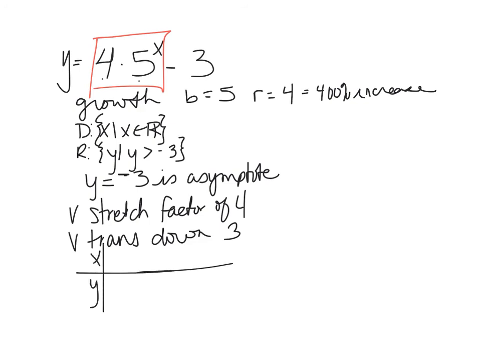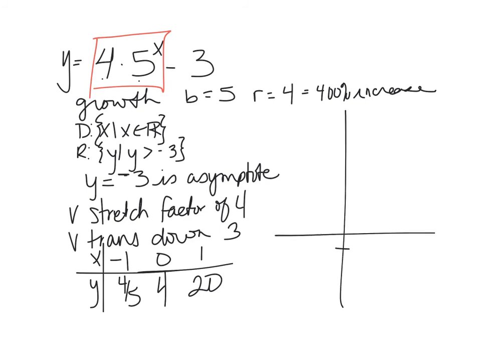So we'll make a little table. For space, I'll do it horizontally, negative 1, 0, and 1. When I plug in 0, 5 to the 0 is 1, 1 times 4 is 4. When I plug in 1, 5 to the 1 is 5, 5 times 4 is 20. And 5 to the negative 1 is 1/5, times 4 is 4/5. So we'll graph that, and everything's going to get translated down 3.